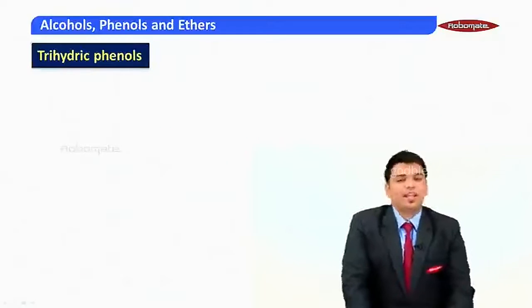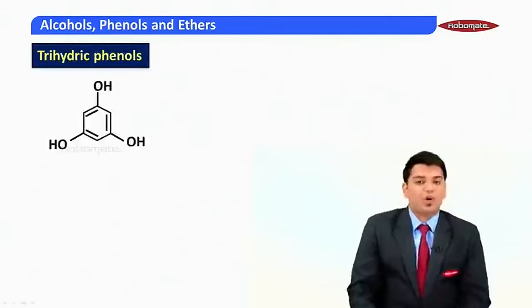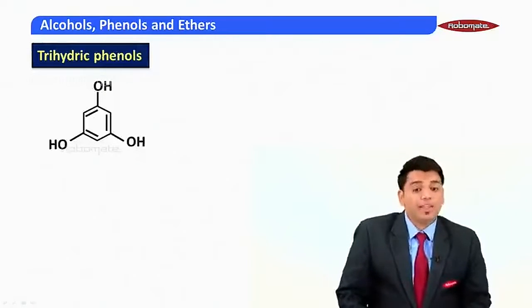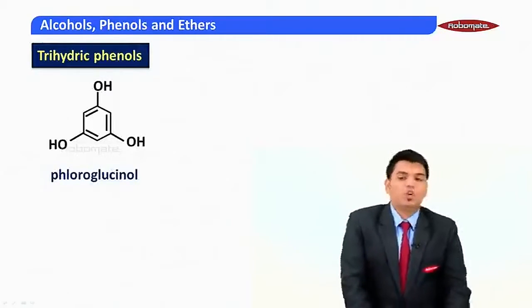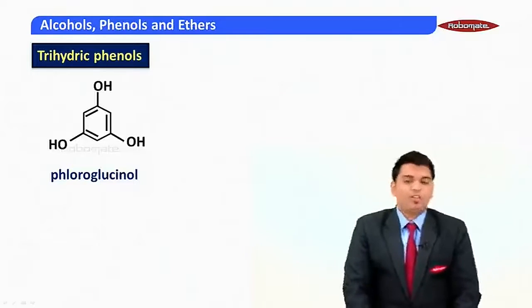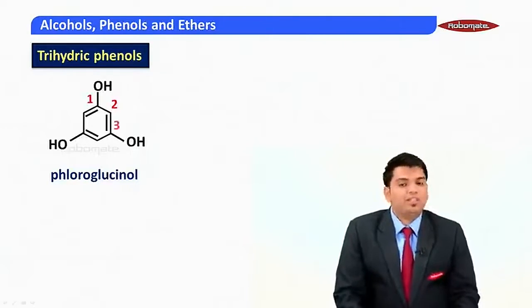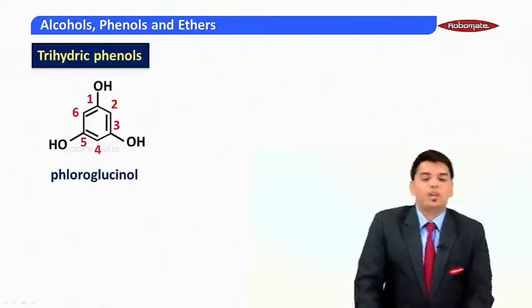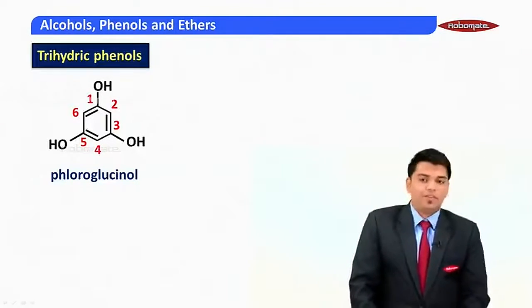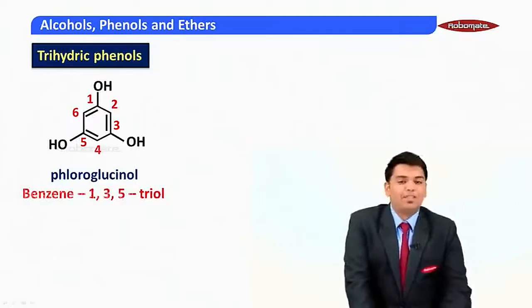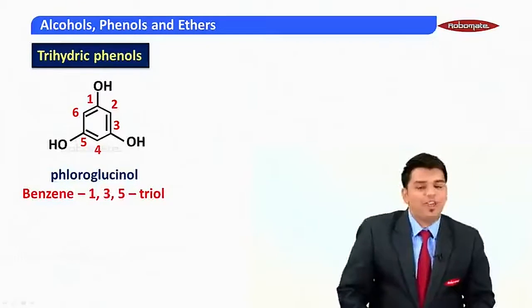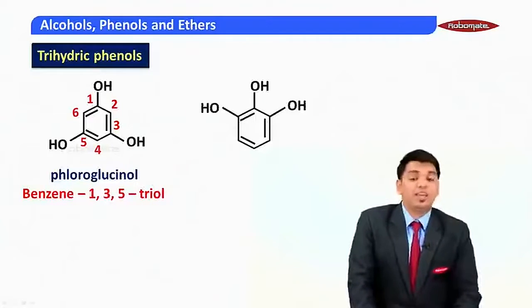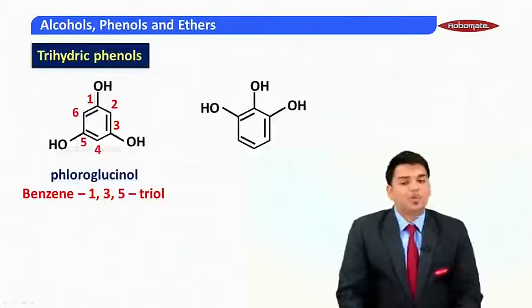Moving on to the last category, that is trihydric phenols. We have a benzene ring with 3 OH groups and this is called phloroglucinol, and when we number it we get these numbers. So you can see that the OH groups lie at carbons 1, 3 and 5. Hence this is called benzene-1,3,5-triol.